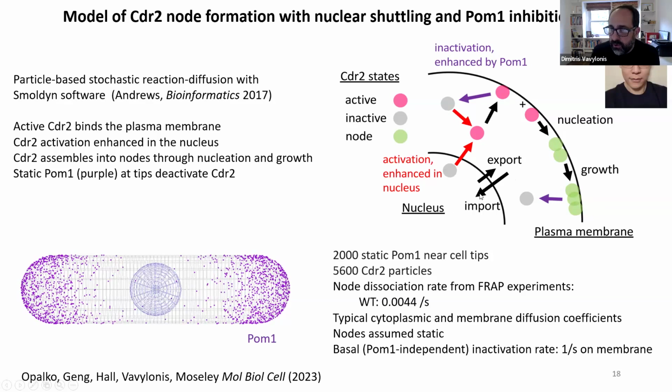So they can go in and out of the nucleus. In the nucleus, they can be activated, and they can be deactivated by POM1. So we can get some reasonable numbers for this diffusion and numbers of the cells from prior measurements.